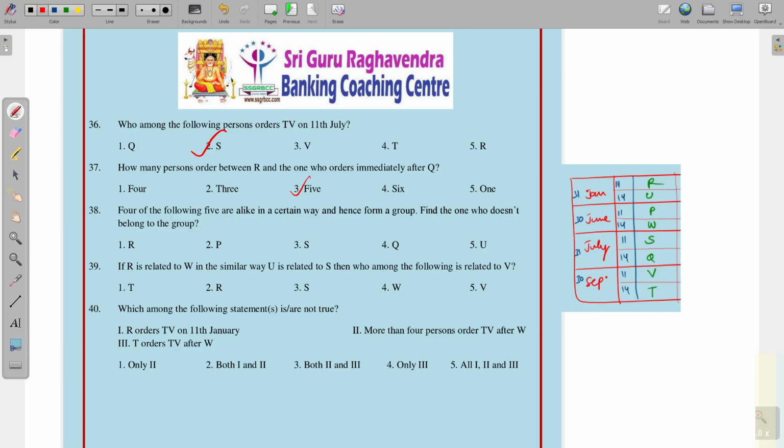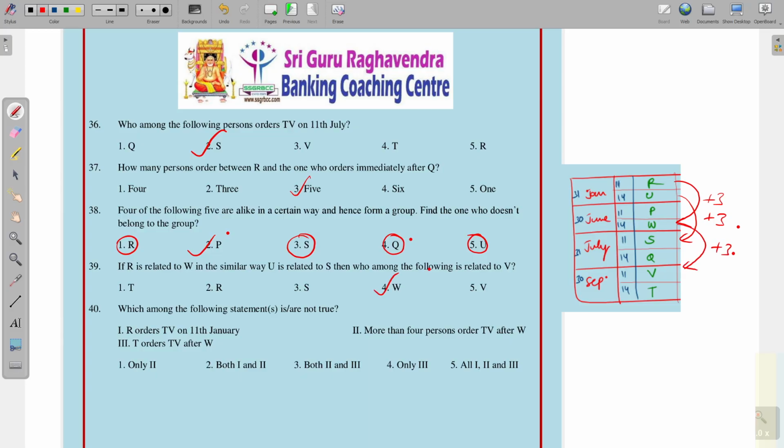Next, question number 38. Four of the following 5, which among the following does not belong to the group? R is 11th Jan, P 11th June, S 11th July, Q 14th July, U 11th Jan. So R, U both are in the same month, and S and Q both are in the same month, except P. R related to W in the sense plus 3. Next, U related to S, so it is also plus 3. Then who among the following is related to V? From W, V is plus 3.